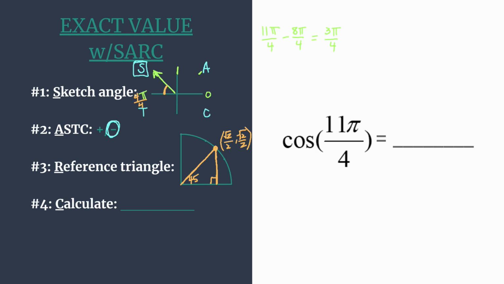And now we can finally calculate. So we know that the cosine of an angle in the unit circle is just our x-coordinate. Okay, and of course we determined the answer was negative in our second step. So we can look at our reference triangle. We see the x-coordinate is root 2 over 2. We know that the cosine of 11 pi over 4 is going to be negative square root of 2 over 2. And that's all there is to it.